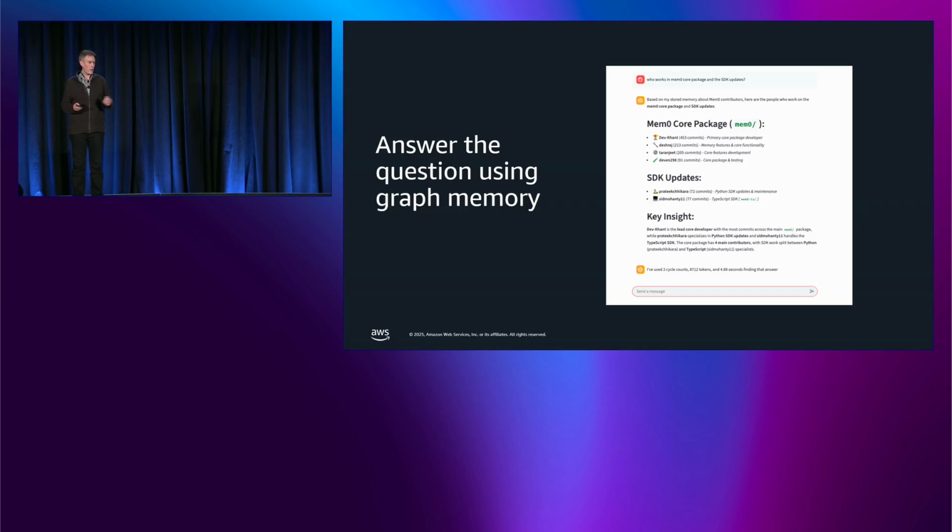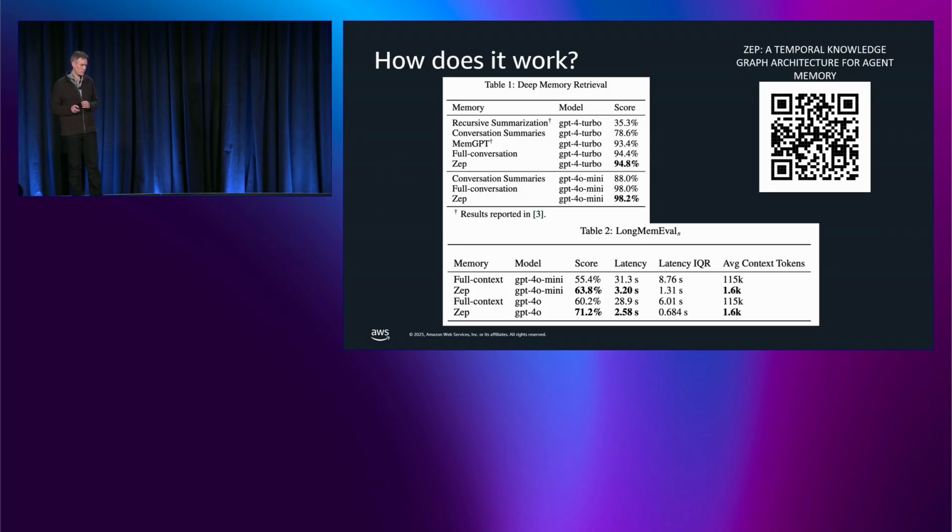So again, how well does this work? These are some numbers that were presented by Zep and Graphiti. And you can see that using memories, they're able to get some improvements in accuracy. And very significantly, they were able to see almost 10x improvements in latency and the average number of context tokens used. So you're able to improve the latency and the user experience and also reduce the cost.